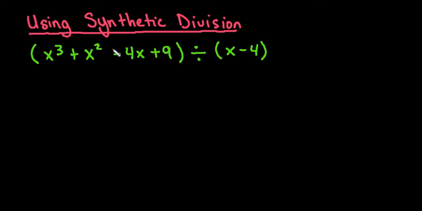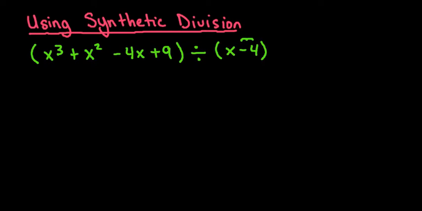Hey guys, for this video what we're going to do is use synthetic division to divide two polynomials. It's called synthetic division because it synthesizes long division without actually doing the long division. In long division, remember that we usually multiply and then subtract, multiply, subtract over and over again. So to synthesize that, we always want to take this value here.